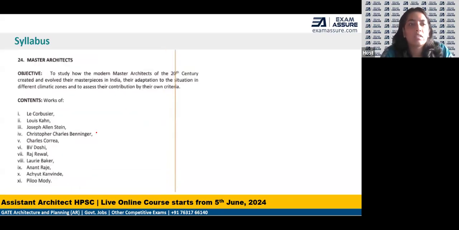And coming to the last part, that is master architects. So you're expected to know clearly at least the work of those mentioned here, from Le Corbusier to Louis Kahn, Joseph Allen Stein, Christopher Benninger, Charles Correa, B.V. Doshi, Laurie Baker, Anant Raje, Achyut Kanvinde, and Pilu Modi. So they've clearly mentioned at least these architects. Knowing more would be an added benefit anyways.